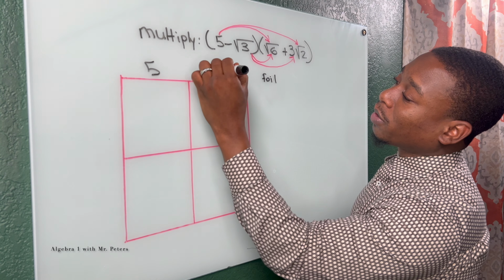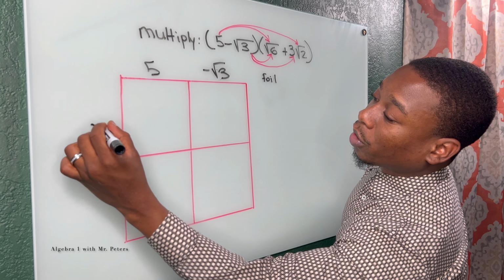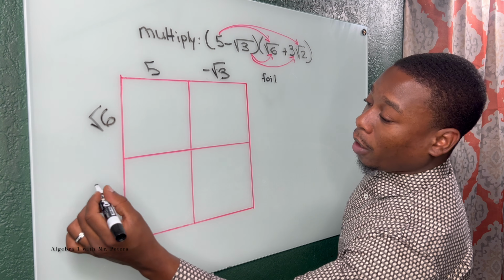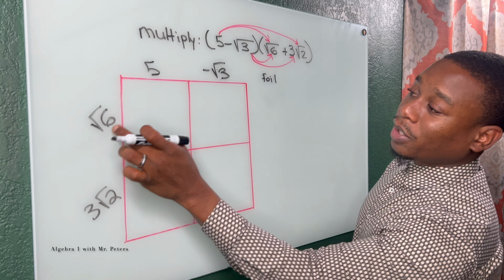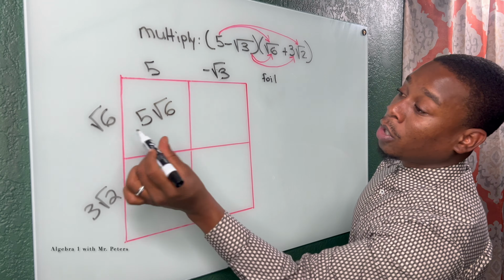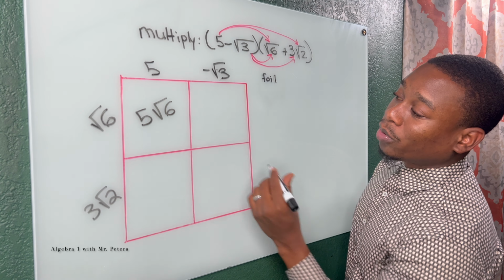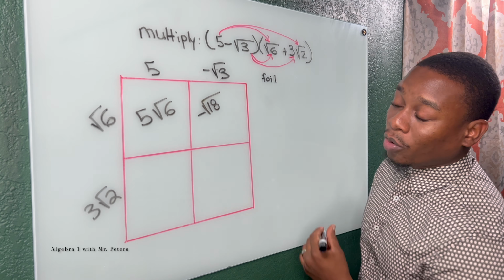So we set this up. First two terms are on the top. My next two terms are going to be on the side. And then we have 3 radical 2. So now I'm going to take radical 6, multiply by 5. So we get 5 radical 6. When we multiply these two radicals, we're going to get the opposite of radical 18.